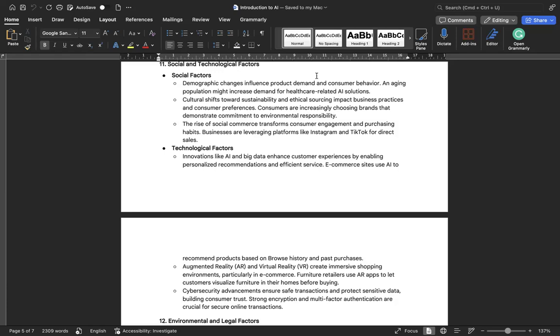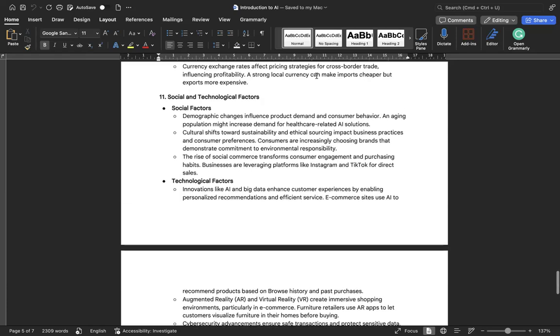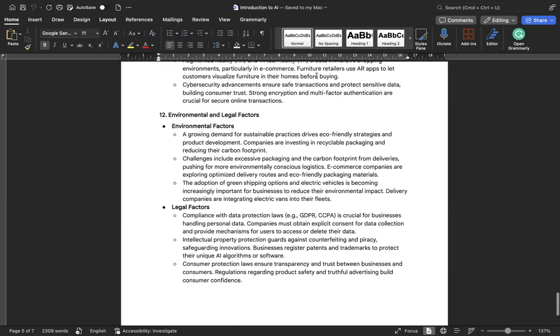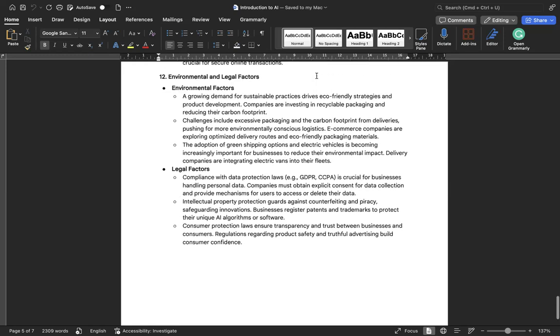Augmented reality (AR) and virtual reality (VR) create immersive shopping environments, particularly in e-commerce. For example, retailers use AR apps to let customers visualize furniture in their homes before buying. Cybersecurity advancements ensure safe transactions and protect sensitive data, building consumer trust. Strong encryption and multi-factor authentication are crucial for secure online transactions. These are the social and technological factors. Then at last we have the environmental and the legal factors.